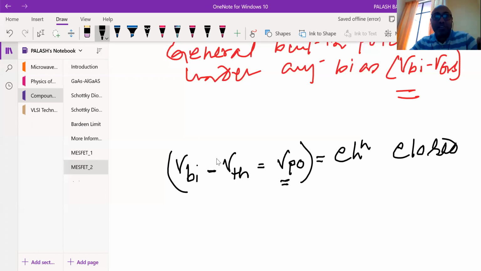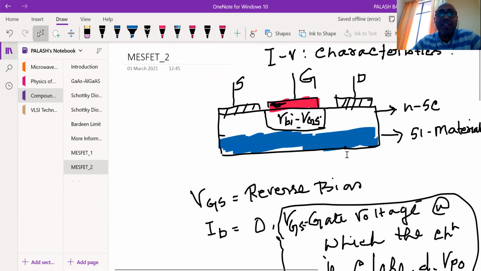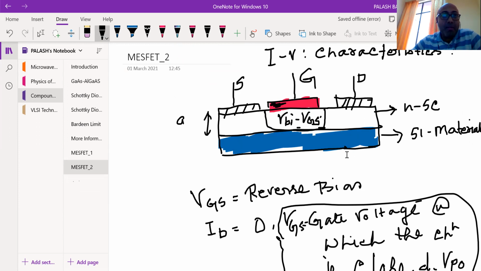What I try to mean, but try to understand this situation nicely: VBI minus V threshold is equal to VP0. Now here another thing. If we point it out, this is my A. A is the total thickness of this N-type gallium arsenide.